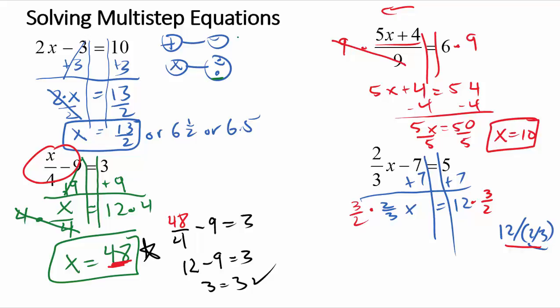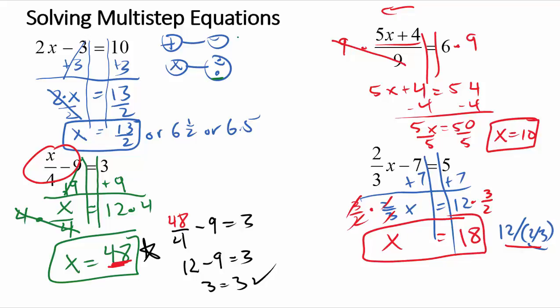So if we now cancel this out, the 3 cancels and the 2 cancels, we're left with x is equal to, and I'll divide, so 12 divided by 2 would be 6 times 3 is 18. So we would get x is equal to 18 for our final answer there.